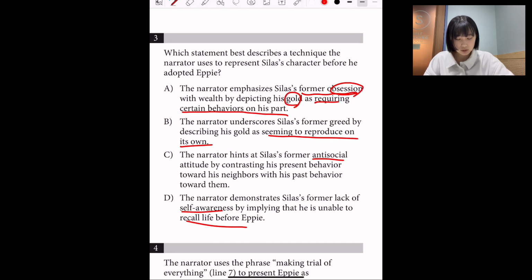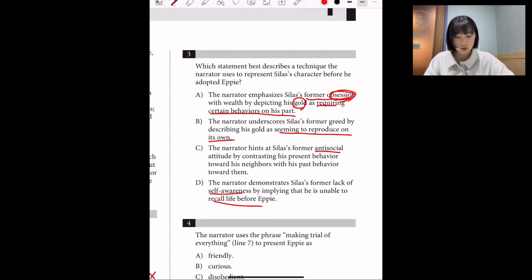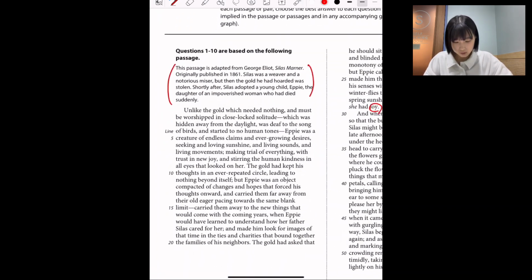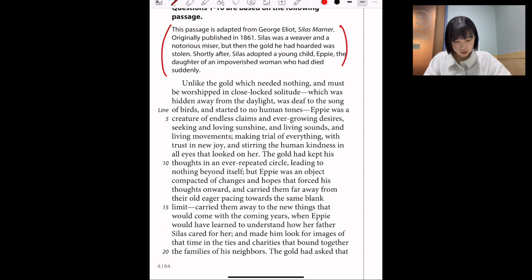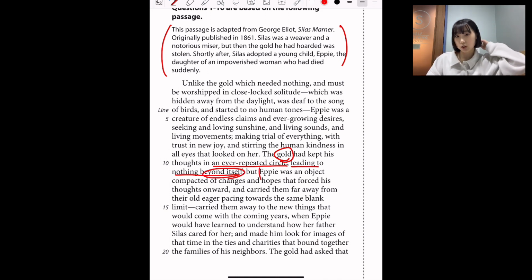The narrator emphasizes Silas's former obsession with wealth by depicting his gold as requiring certain behaviors on his part. If you see here, it talks about how the gold has kept his thoughts in an ever-repeated circle, leading to nothing beyond itself. And it talks about Epi; it's a sort of juxtaposition, putting two figures close together when they actually have different connotations. So here the gold has negative and materialistic values that are brought about in Silas, and Epi brings about very caring and altruistic parts of Silas. So these two are juxtaposed.